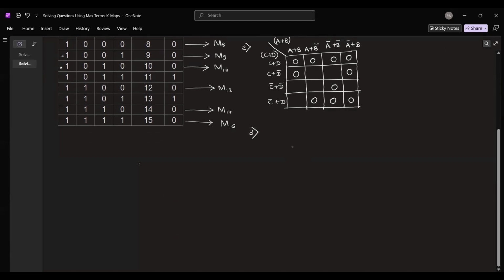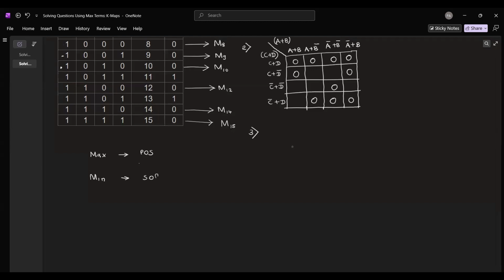Okay. Now we are going to the third step. The third step is where we simplify this K-map, where we simplify this Boolean expression using K-map. But before we go there, just remember a small thing. When you are using Maxterms, the output will always be in product of sums in this format. And minterms, they are always in sum of products.